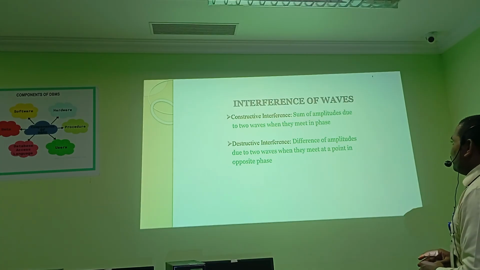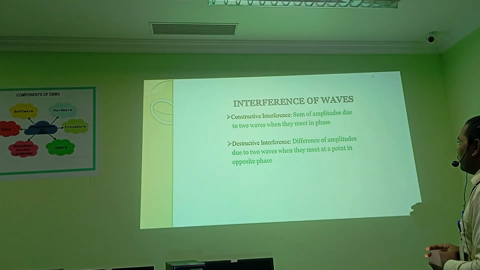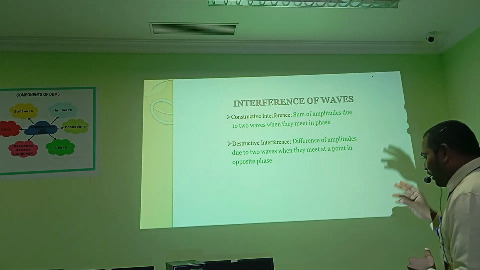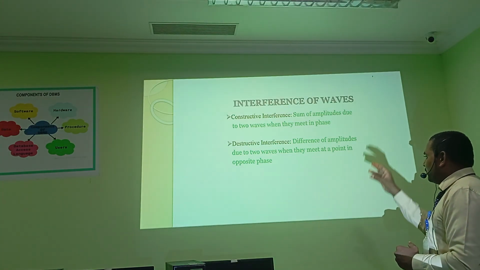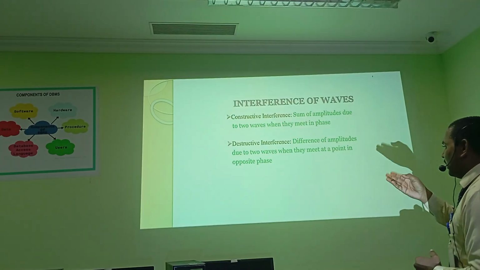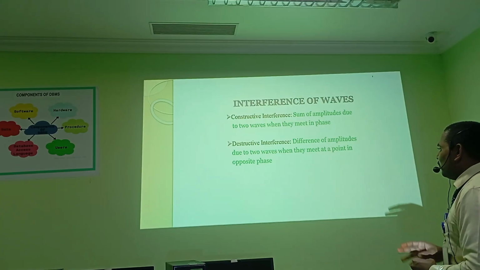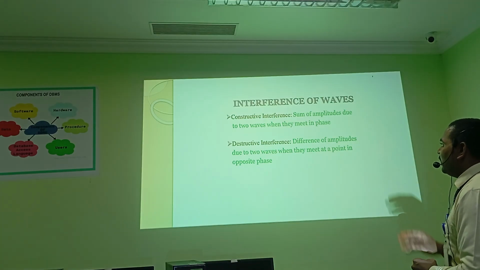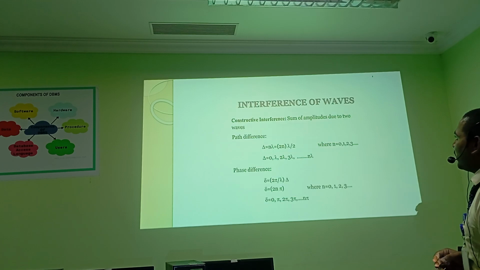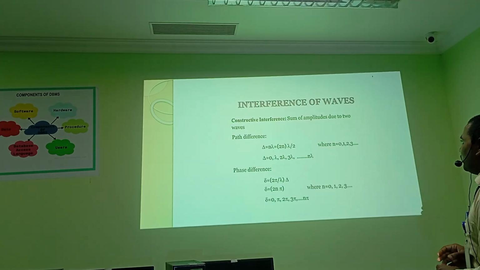In destructive interference, it is the difference of the amplitudes due to the two waves when they meet at a point in opposite phase, so the wave pattern is a sine wave pattern with an opposite wave present. That loop-and-loop wave pattern forms the destructive interference pattern. So the interference of waves consists of different interference, the sum of the amplitudes of the two waves.